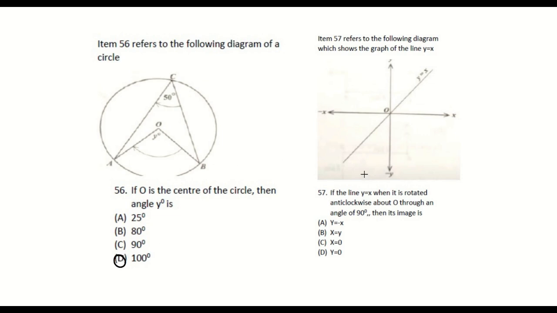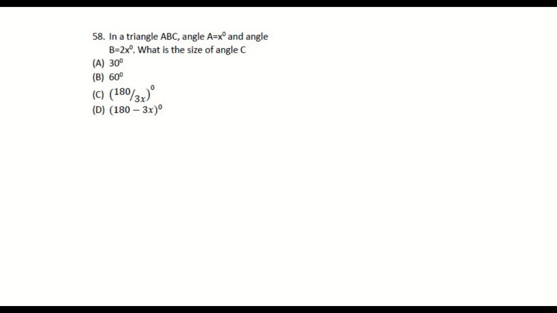This one here, it rotated 90 degrees. It's here, so y is equal to negative x. So A. This is our next repeated question. x plus 2x plus c is 180. You want to know what is c. c would be 180 minus 3x, which is D.